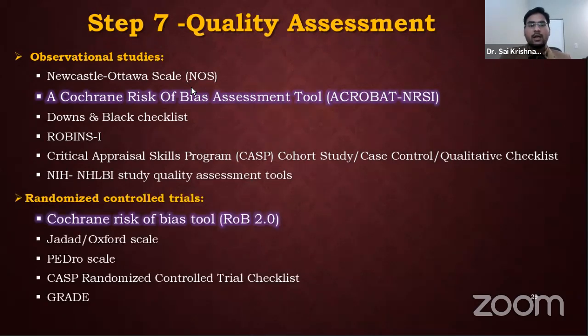Suppose you are including studies that are randomized controlled trials, RCTs. Even for RCTs, Cochrane has come up with their own risk of bias tool, that is Risk of Bias 2.0, the latest updated revised version. So you can use RoB 2.0. And there are other scales like the Jadad scale, PEDro scale, and the GRADE approach. Typically in developed countries like Canada, we actually use the GRADE scale in order to assess the quality of the studies that are included in systematic reviews. So using these scales, you can just assess the quality of a study.